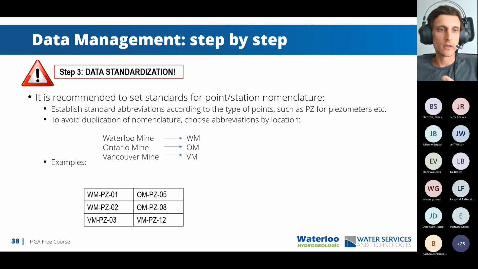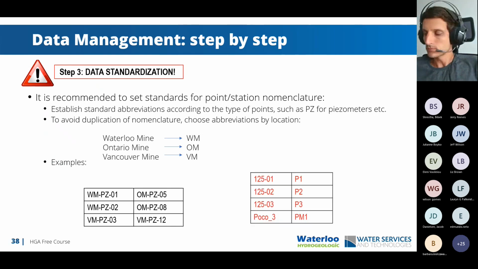So for example here, I know that this point is a piezometer that is located in the Waterloo mine. I know this is also a piezometer located in the Waterloo mine. And this is another piezometer, but it is located in the Ontario mine. So looking at the name of the point, I'm going to know what kind of point it is and in which location it is, and some other information that is interesting for my study, for example.